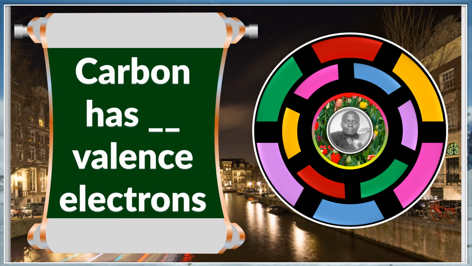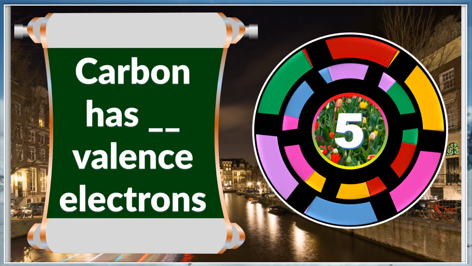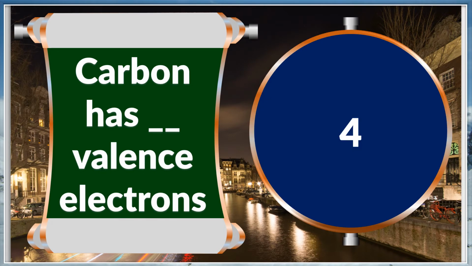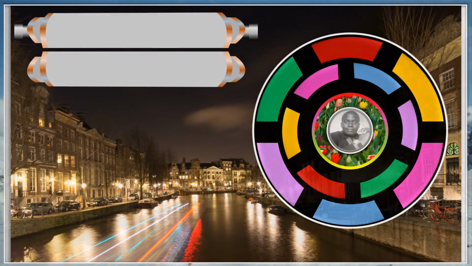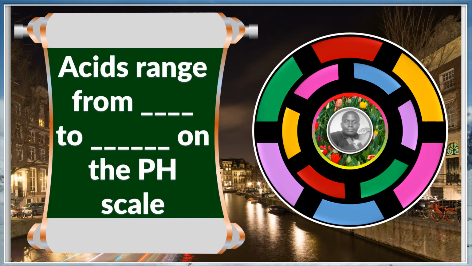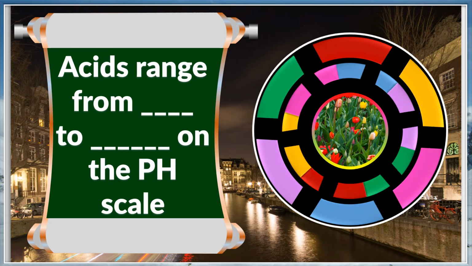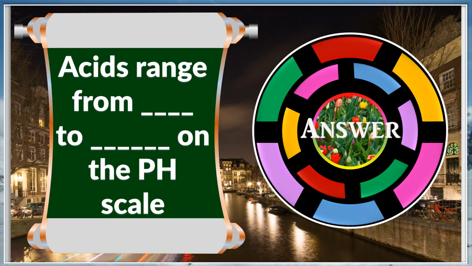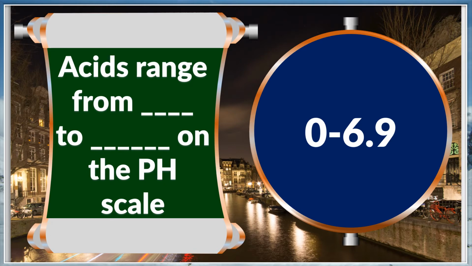Carbon has dash valence electrons. Four. Acids range from dash to dash on the pH scale. Zero to 6.9.